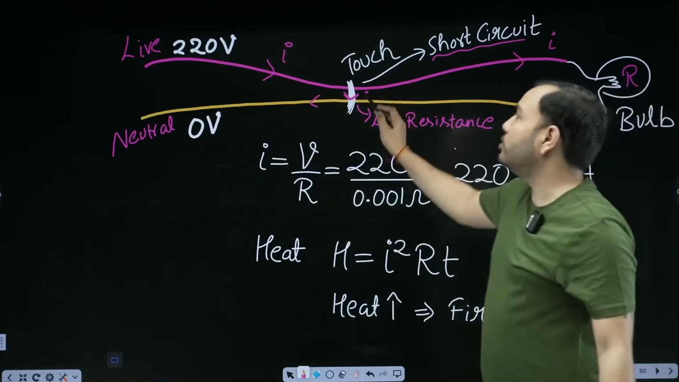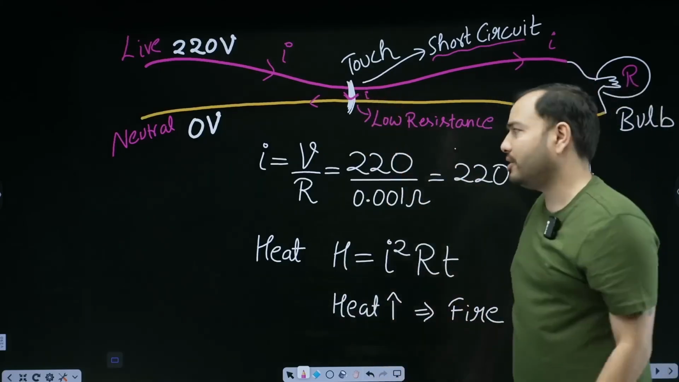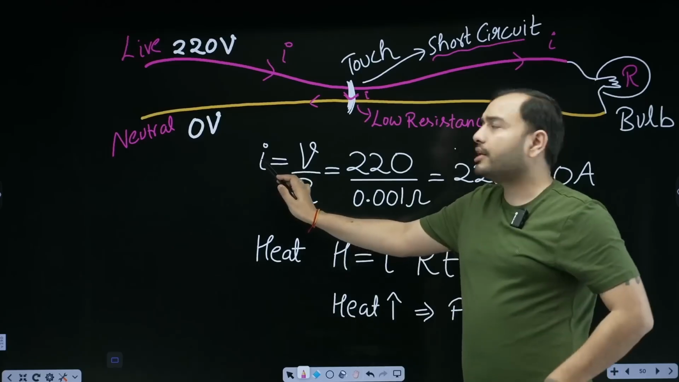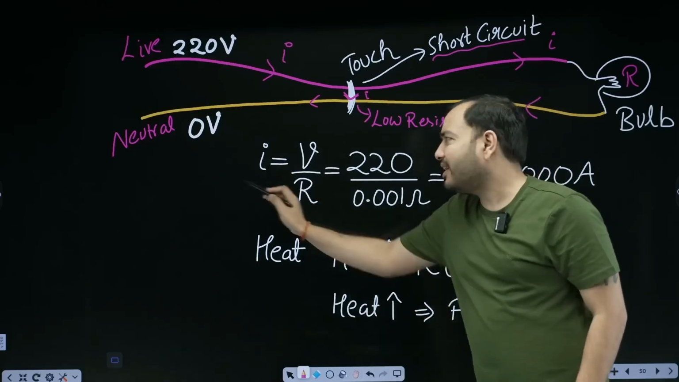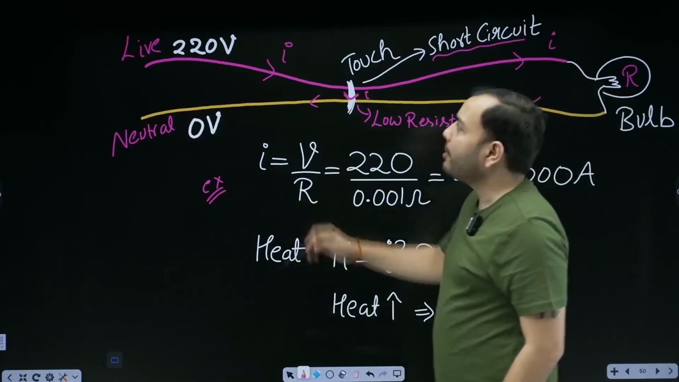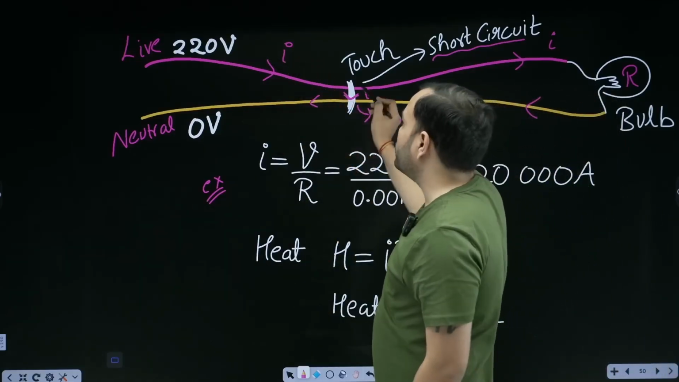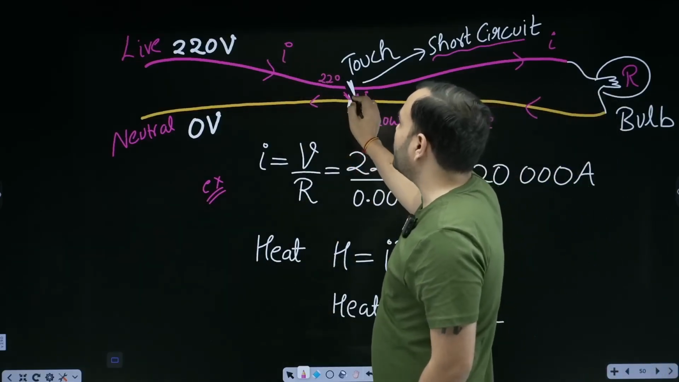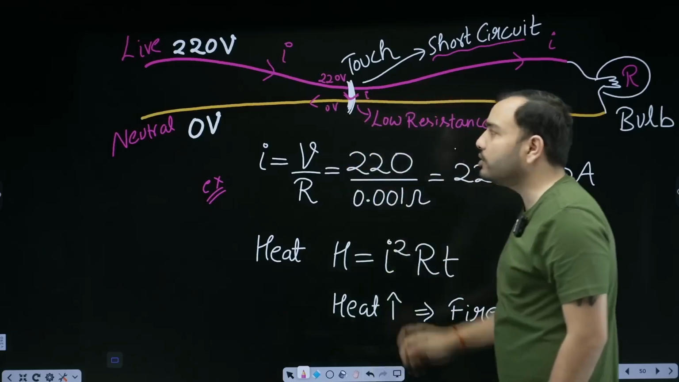Now I just assume that suppose this copper wire's resistance is very low. So how much will be the current? What is current? V by R. I just assumed it like this. This is an example, don't write this. How much is the potential difference? 220 volt above, 0 in this. So when they touch, there will be 220 volt here. Here it will be 0. So the difference will be 220 volt.